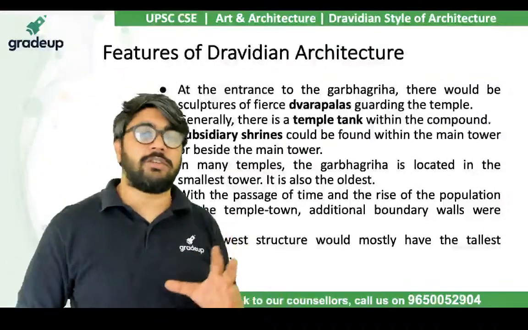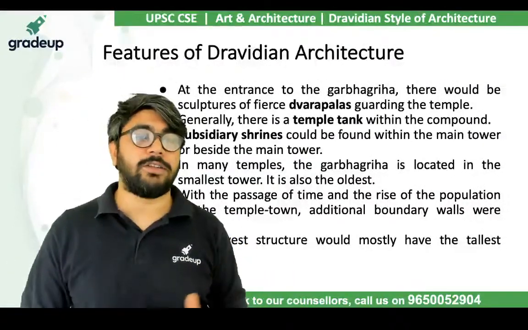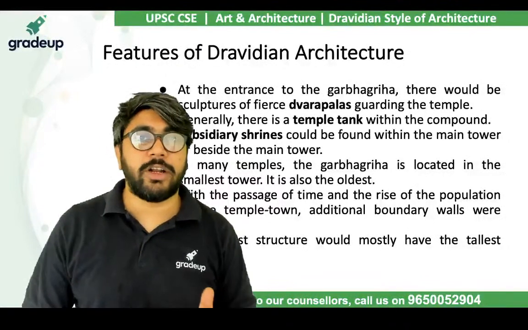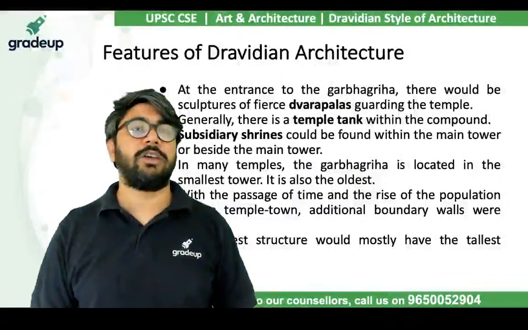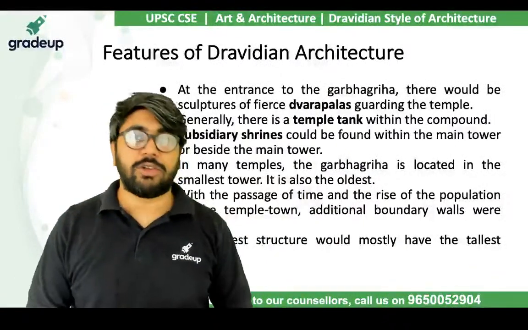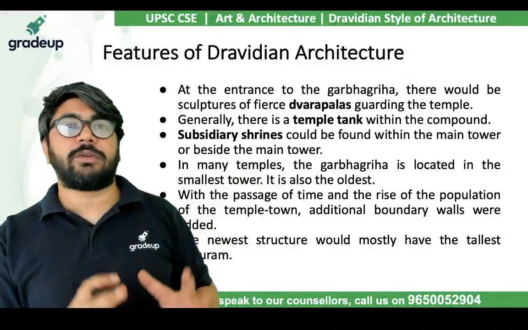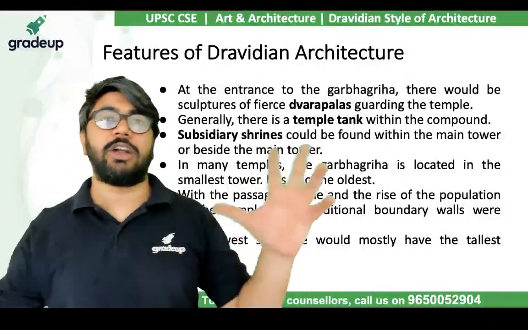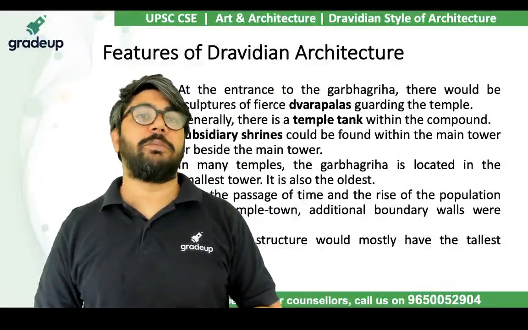Now let's look at features of Dravidian architecture. So at the entrance of Garbhagriha there would be sculptures of fierce द्वारपाल्स guarding the temple. So गर्भगृह के बाहर वहां पे द्वारपाल्स भी होंगे. आपने देखा होगा कुछ टेम्पल्स में कुछ इमेजेस बनाई गई होती हैं स्कल्पचर के थ्रू, स्कल्प्ट करके, राइट? कुछ ऐसे राक्षस टाइप के ऐसे खड़े कर रखे होते हैं गेट्स के बाहर, राइट? आपने देखा होगा. सो वो द्वारपाल्स हैं, they are द्वारपाल्स who are guarding the temple.